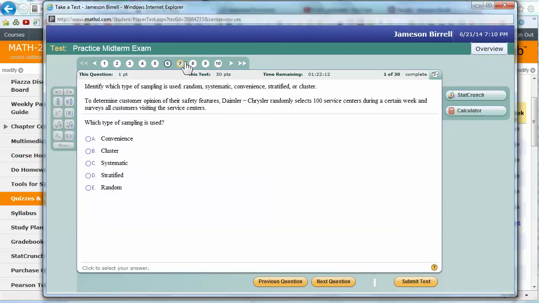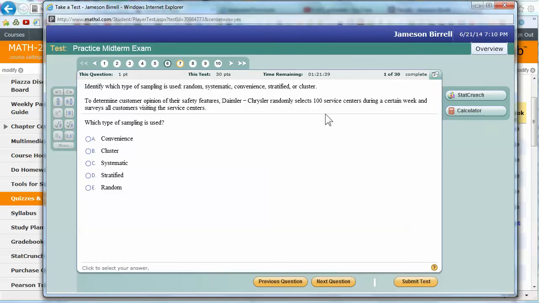Identify whether it's random, systematic, convenient, stratified, cluster. Okay, so really I would suggest you return to some animations for this one, and especially the reading of the definitions here. So to determine customer opinion of their safety features, Daimler Chrysler randomly selects 100 service centers during a certain week and surveys all customers visiting the service center.